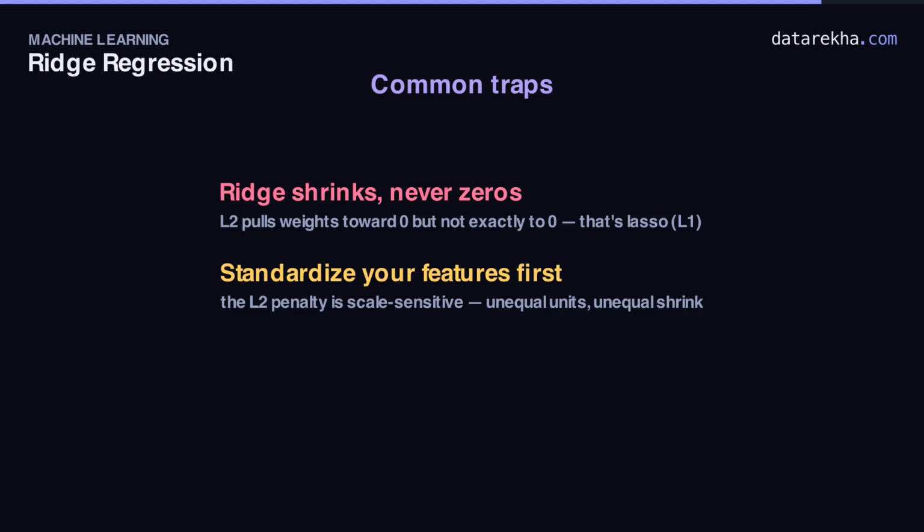Trap 2, and it bites in practice. The penalty squares the weights, so it's scale sensitive. A feature in meters and one in millimeters get punished completely differently. Always standardize your features first, so the penalty treats them fairly.